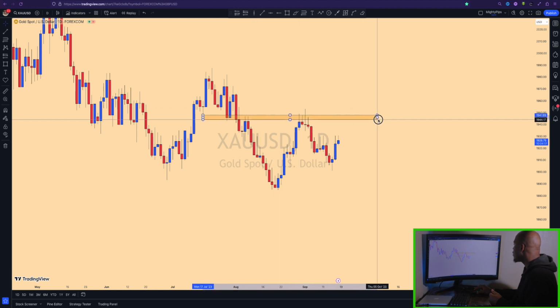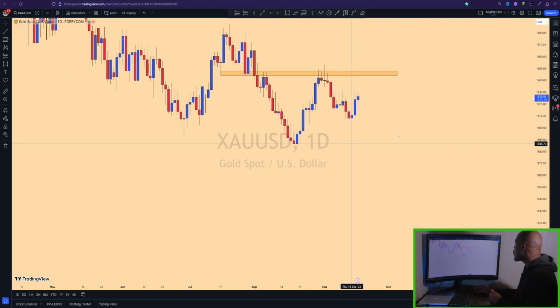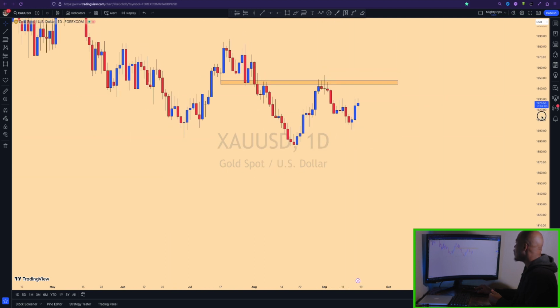You can see how accurate this is. Market has come back to that level and has rejected it with 1, 2, 3, 4 weeks, and then it has dropped. Okay, it has dropped. Now what am I looking at for gold?